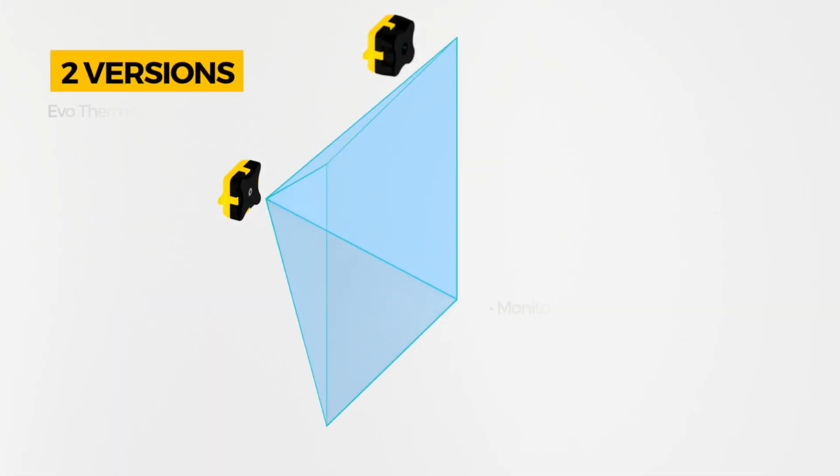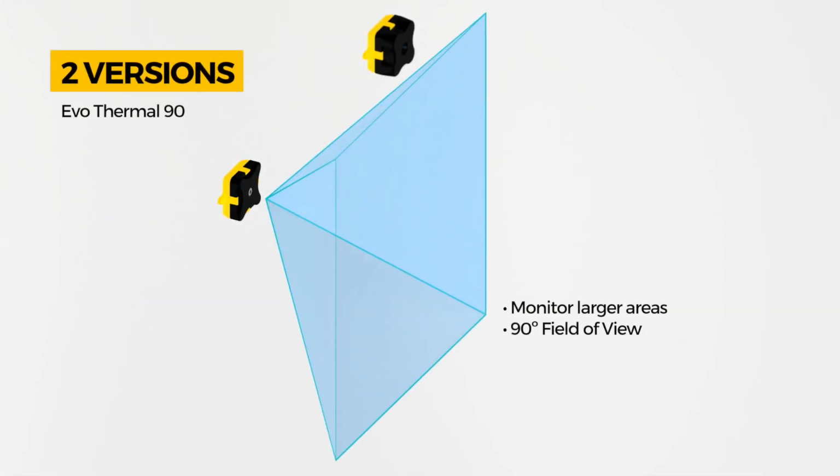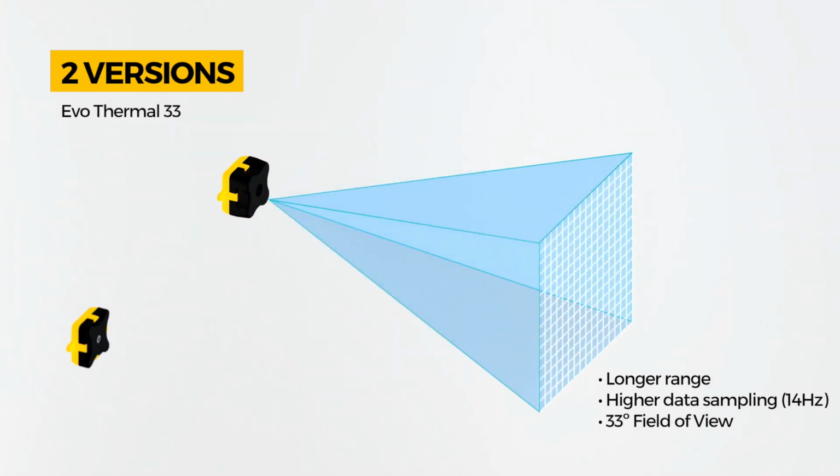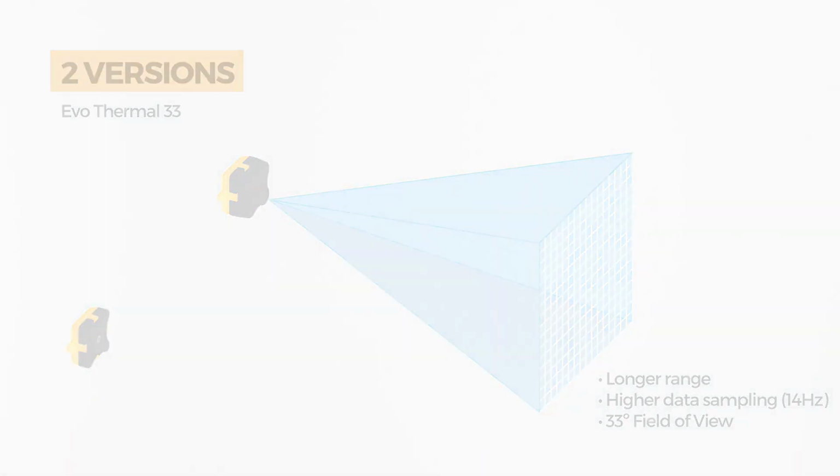The sensor is available in two versions. Go for Evo Thermal 90 and monitor larger areas thanks to a wider 90-degree field of view. Or select Evo Thermal 33 for longer range and higher data sampling rate. The narrower field of view also provides a more detailed thermal image.